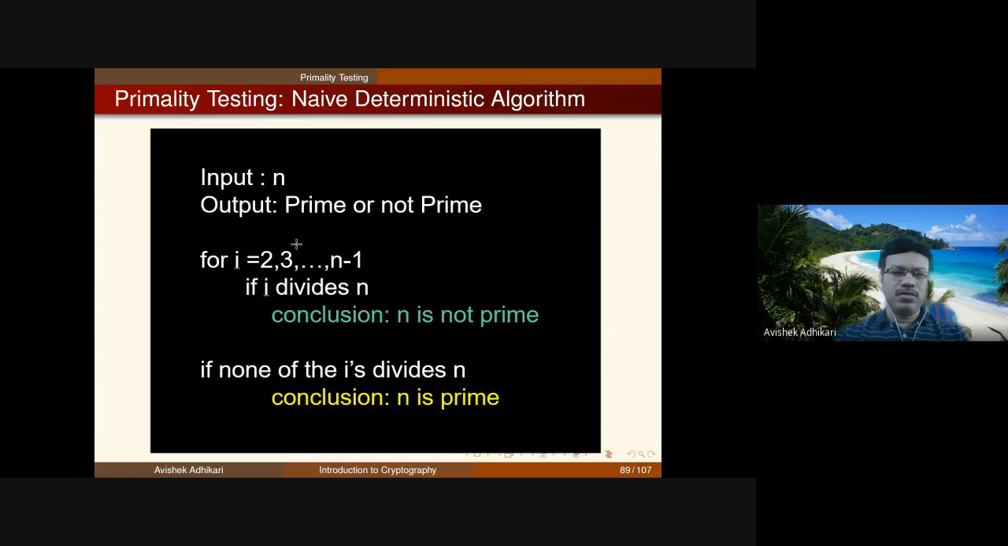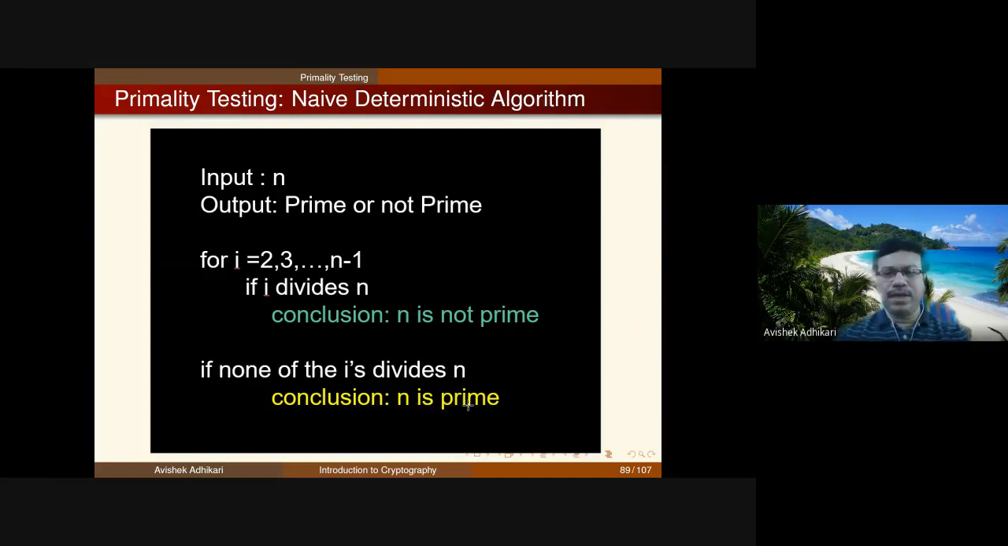Then for the very basic step, we start dividing it. Say i runs over 2 to n minus 1. If any of the i divides n, your conclusion will be the number is not prime. But if none of them divides n, then your conclusion will be the number is prime.